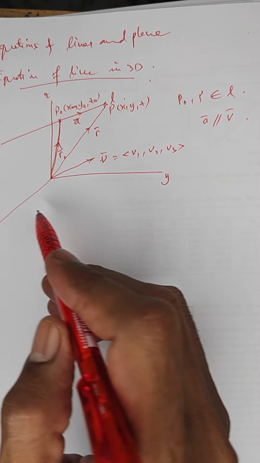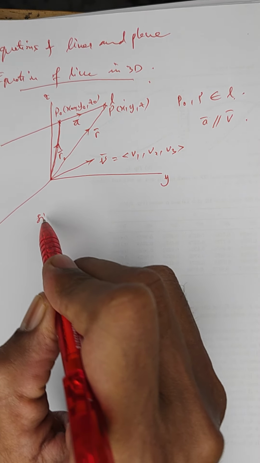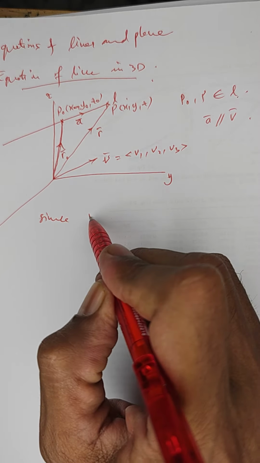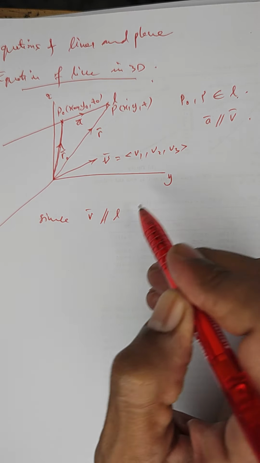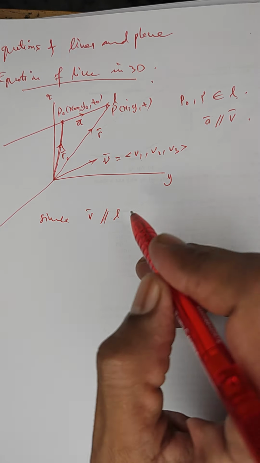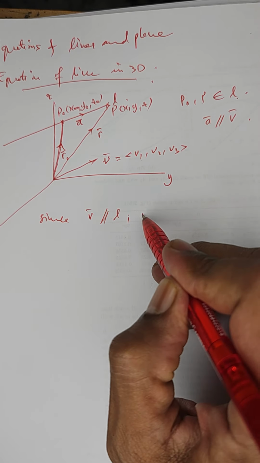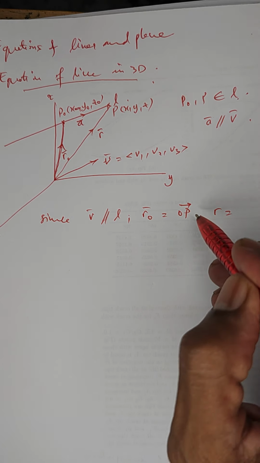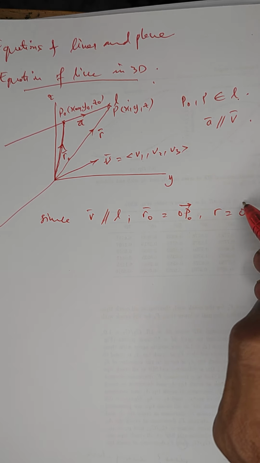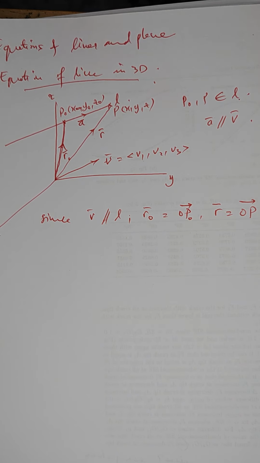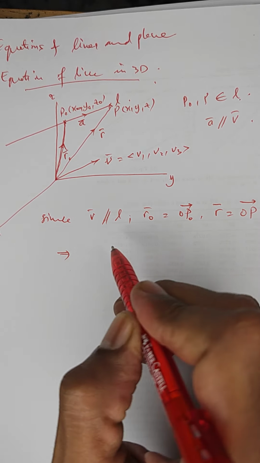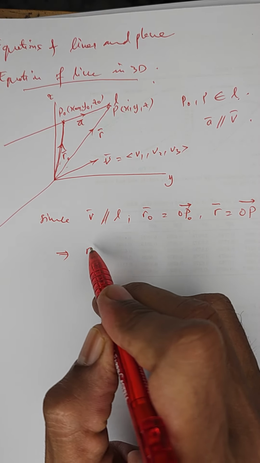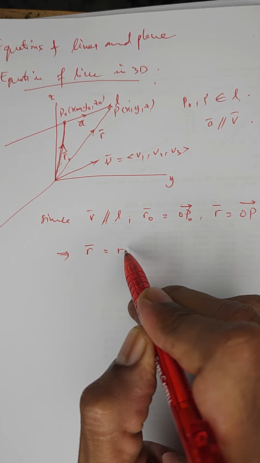Since vector V is parallel to line L, and R0 is the position vector OP0, and R is the position vector OP, you can see vector R here is R0 plus vector A. So vector R is vector R0 plus vector A.